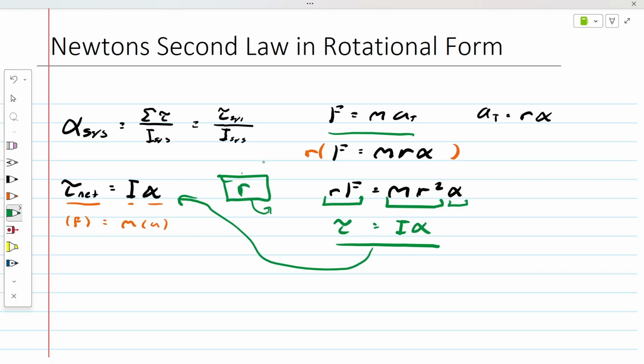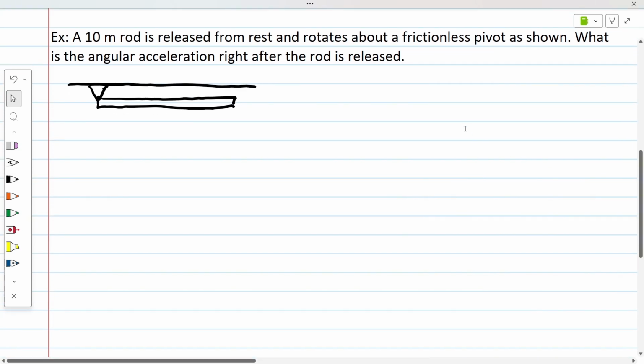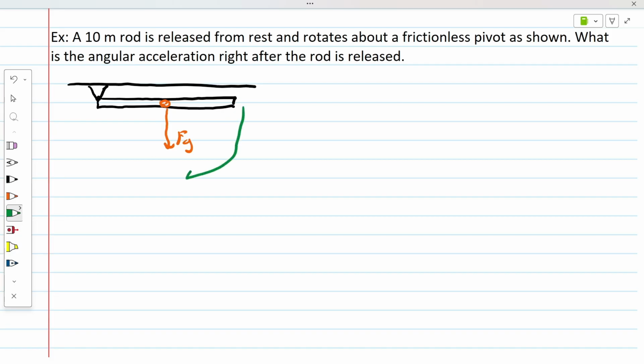Alright, so let's do an example to see how we can apply this equation. We have a 10-meter rod that is released from rest and rotates about a frictionless pivot as shown below. What is the angular acceleration right after the rod is released? First, we need to figure out what's going to cause this angular acceleration. We obviously have some torque here because this rod is held up by nothing right now. At the center of mass, there is a force due to gravity, and so when it's released, the rod is going to swing around like this.